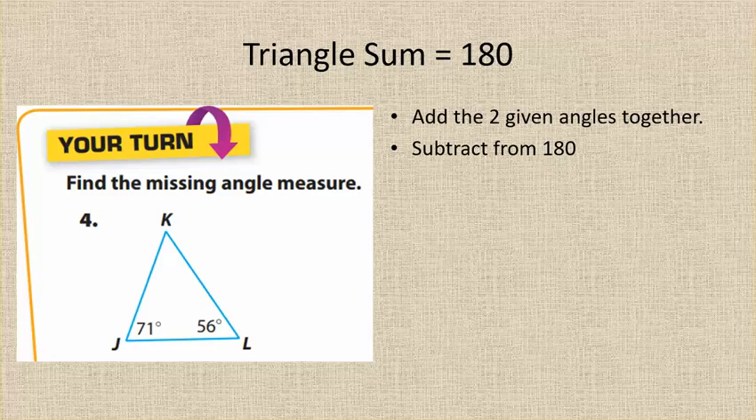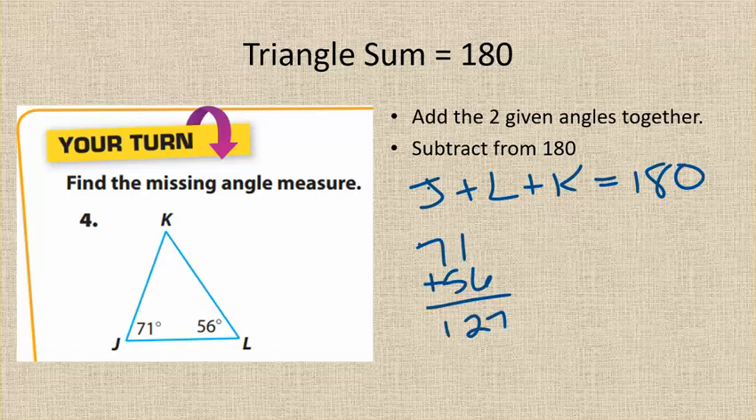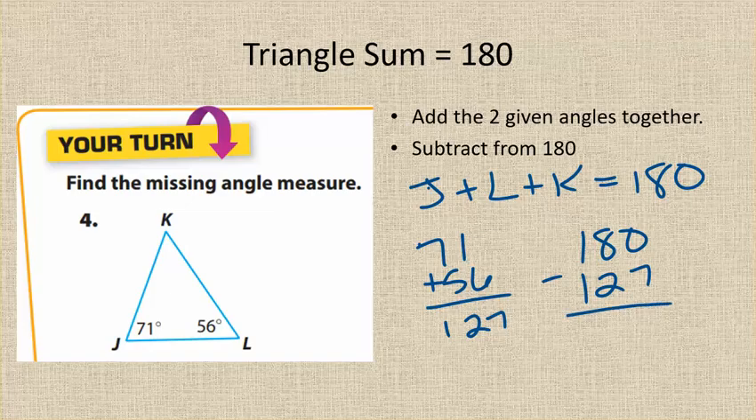So in this problem, we're trying to find angle K. I notice that J is 71 and L is 56. Remember, angle J plus angle L plus angle K is going to have to equal 180. So if J and L are known, let's start by adding those together. So angle J plus angle L is 127. Then to find angle K, we're going to subtract. So we're going to take 180 minus 127. And that tells us that angle K is going to be 53 degrees.